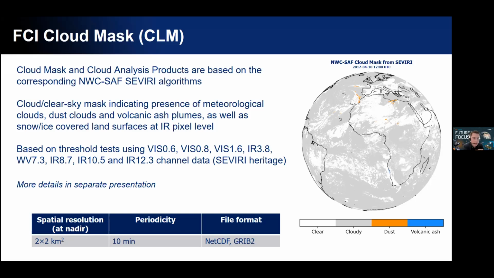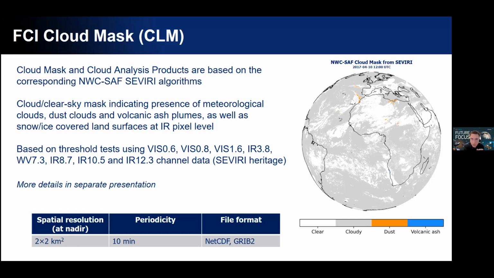So setting clear pixels to cloud if it's not clear, or the other way around, and also information on dust and ash. And this is done using a set of channels: the VIS 0.6, 0.8, 1.6, 3.8, the one water vapor channel, and 3 window channels. So this is SEVIRI heritage.